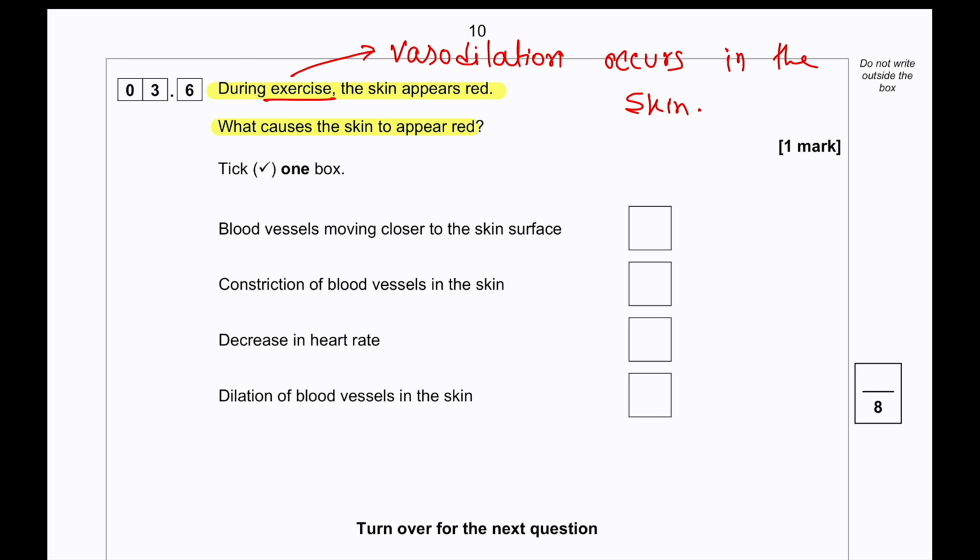So let's see the options. Blood vessels moving closer to the skin surface, constriction of blood vessels in the skin, decrease in heart rate, dilation of blood vessel in the skin. So obviously dilation of blood vessels in the skin. So why does the dilation take place? To increase heat loss by radiation and conduction.